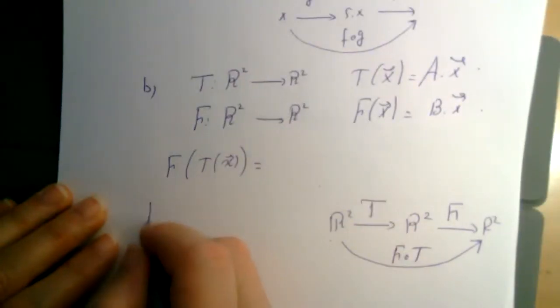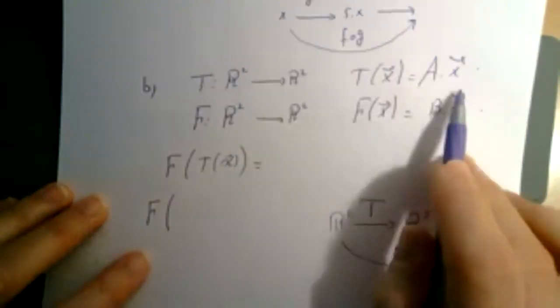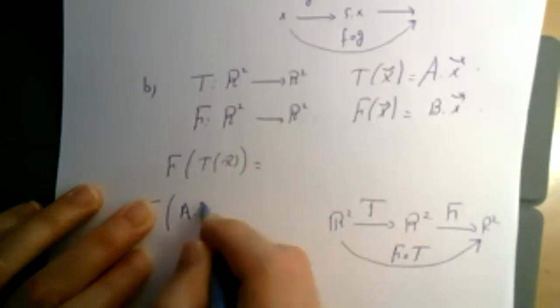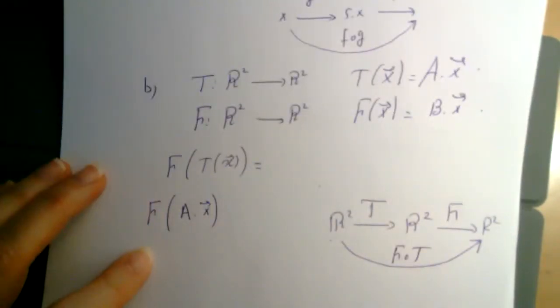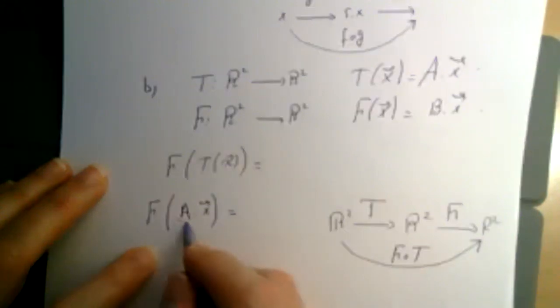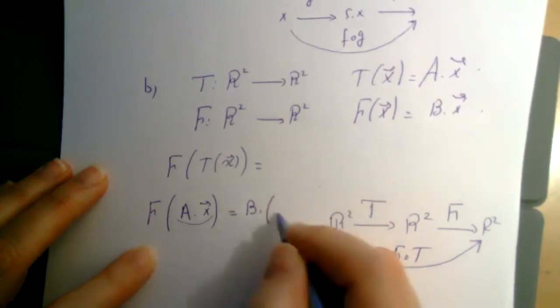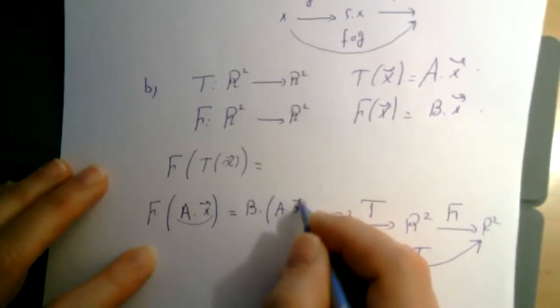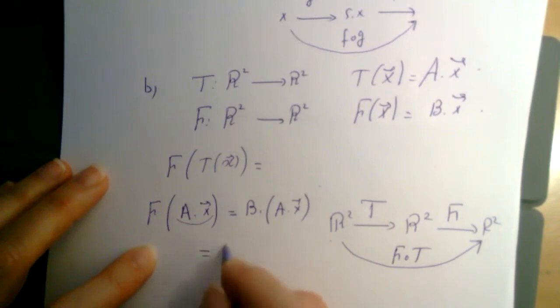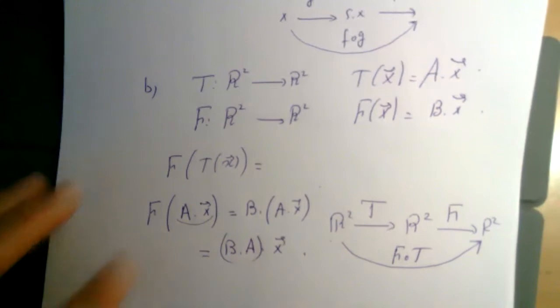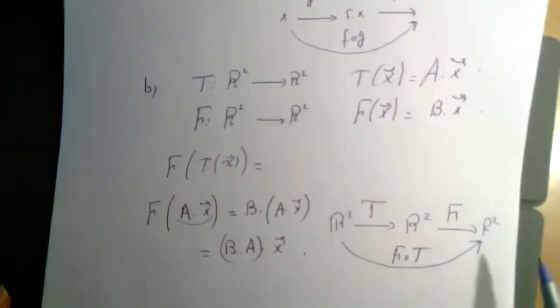So what's F of T of x? It means F of T of x. What does T do to a vector? It multiplies it by the vector x. What does F do? This is now the input of F. It takes B times A times x. It means it's B times A times x. And that's the rule for F of T of x.